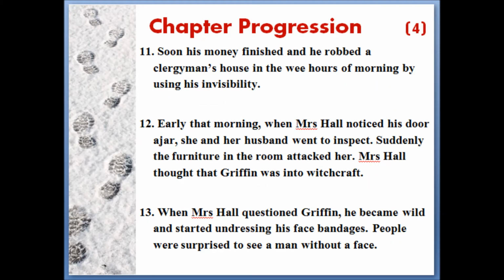Soon his money finished and he robbed a clergyman's house in the wee hours of morning by using his invisibility. Early that morning, when Mrs. Hall noticed his door ajar, she and her husband went to inspect. Suddenly, the furniture in the room attacked her. Mrs. Hall thought that Griffin was into witchcraft. When Mrs. Hall questioned Griffin, he became wild and started undressing his face bandages. People were surprised to see a man without a face.